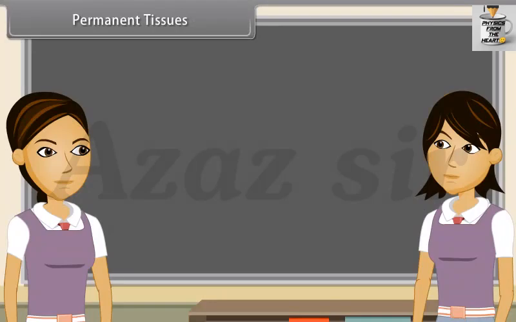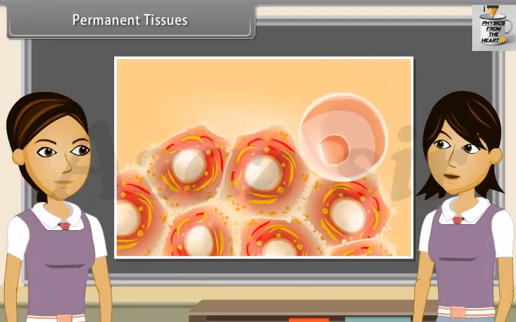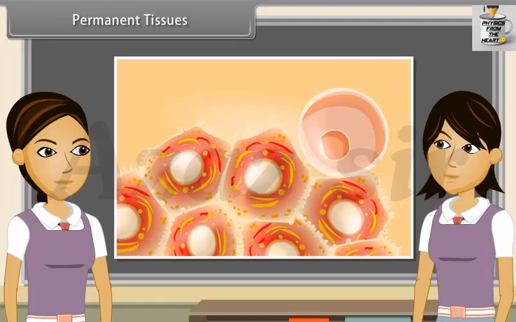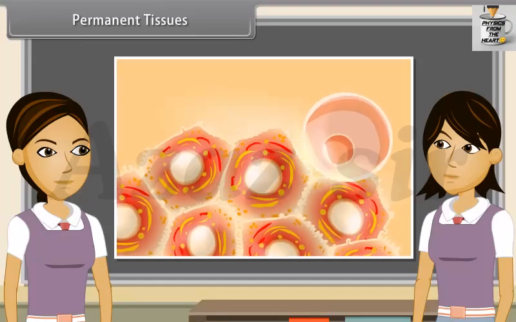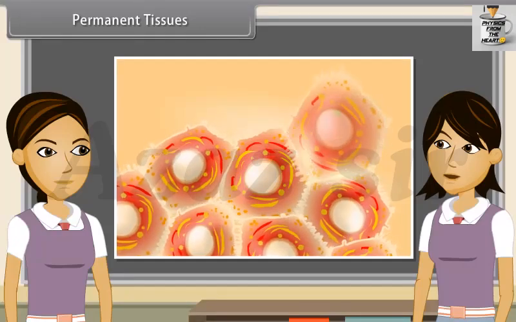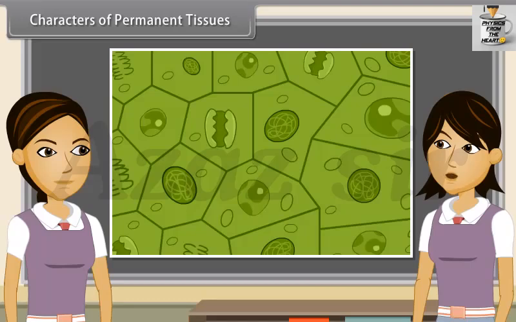Permanent tissues. After some duration, meristematic tissues lose their ability to divide and take up a specific role and form a permanent tissue. This process is called differentiation. Differentiated meristematic tissues form different types of permanent tissues. Characters of permanent tissues. In permanent tissues, cells are thin or thick-walled, living or dead and mature.